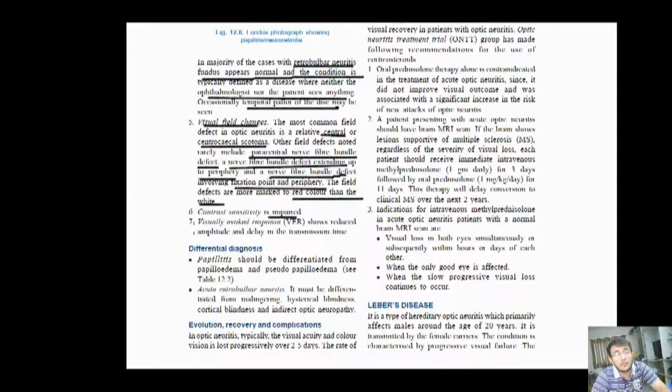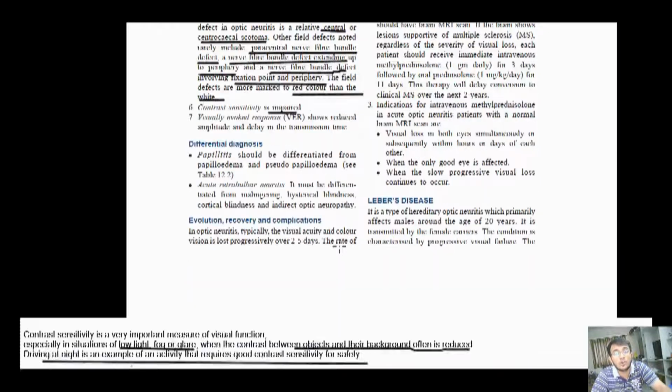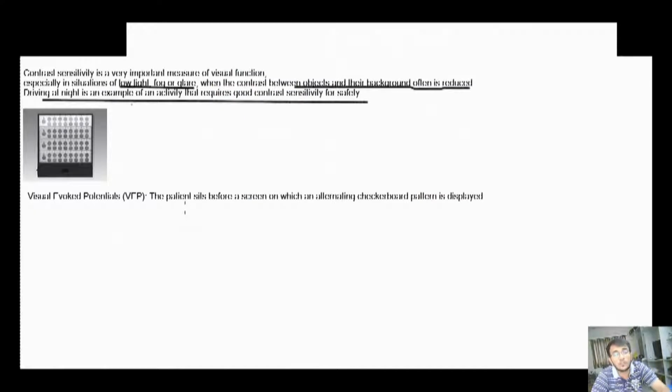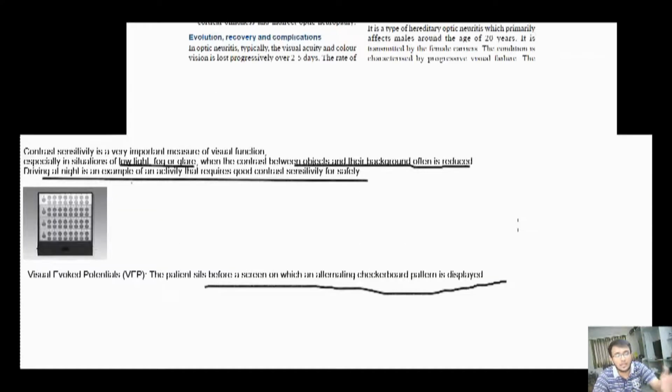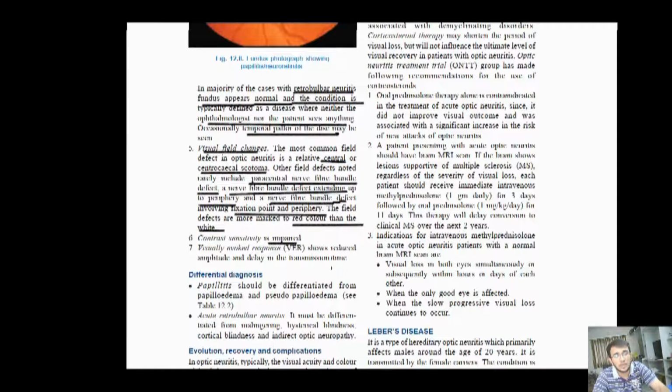Moving on to visually evoked response, that is VER. So what is visually evoked response? Visual evoked potential means the patient sits before a screen on which alternating checkered board pattern is seen and the response of the patient is seen. This response shows a reduced amplitude in optic neuritis, and there is also a delay in the transmission time, that is delay in the response time.